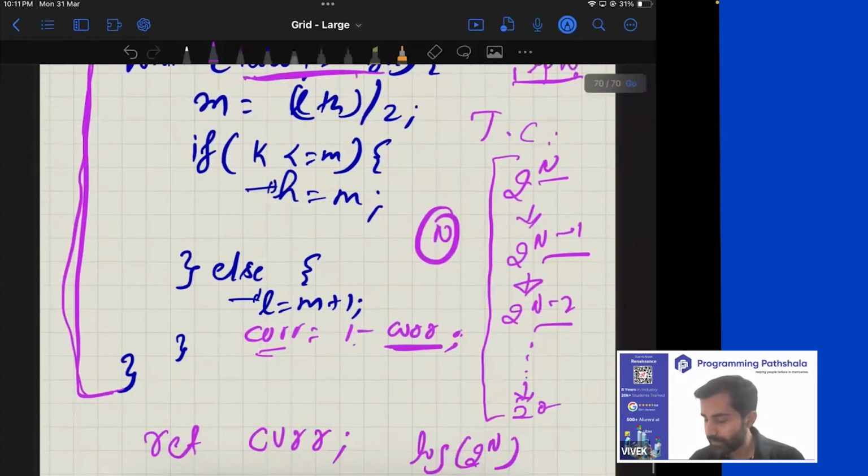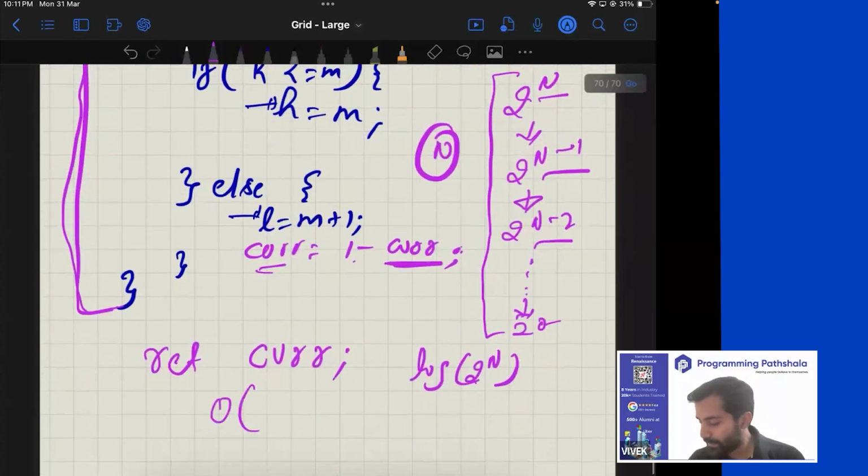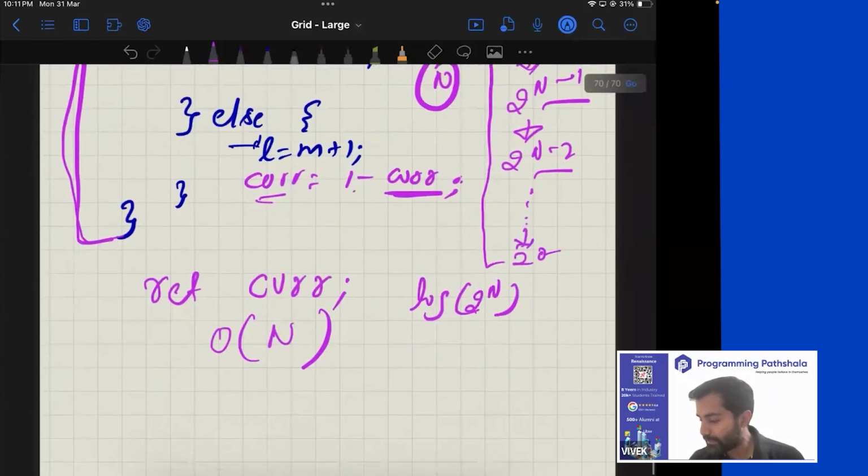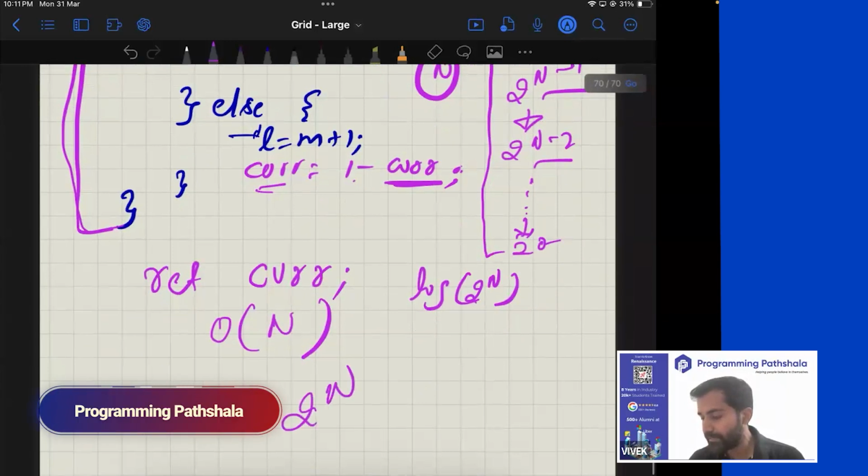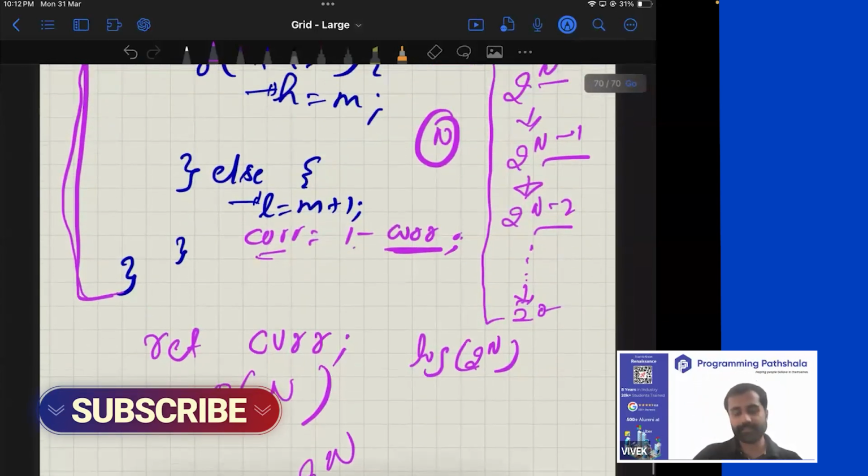Got it? Yeah, so the time complexity is order n, and it is way, way better than our brute force complexity, which was 2 power n. There is no extra space. We are not using any sort of extra space over here.